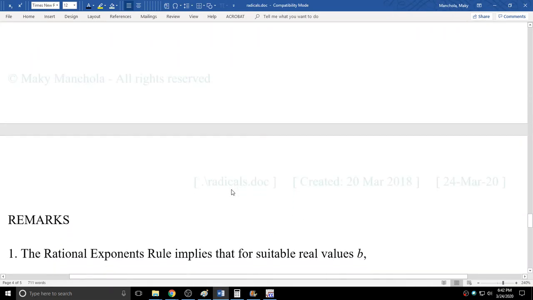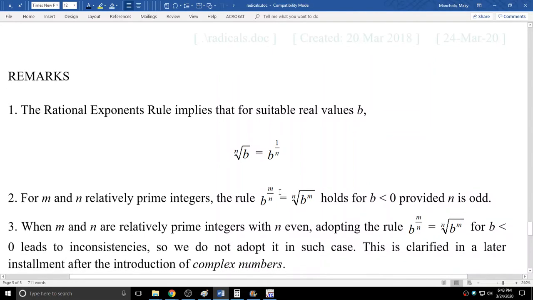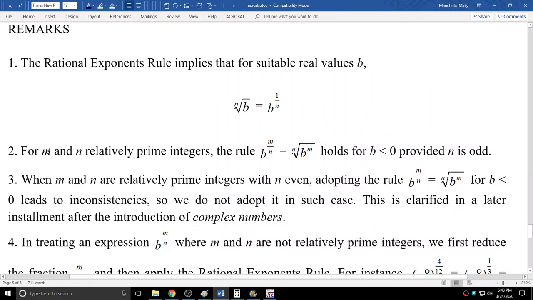Okay, let's make some remarks. First one, the rational exponents rule implies that for suitable values b, the nth root of b is simply b to the power 1 over n. If m and n are relatively prime integers, the rule b to the power m over n equals the nth root of b to the m holds for negative values of b provided n is an odd integer.